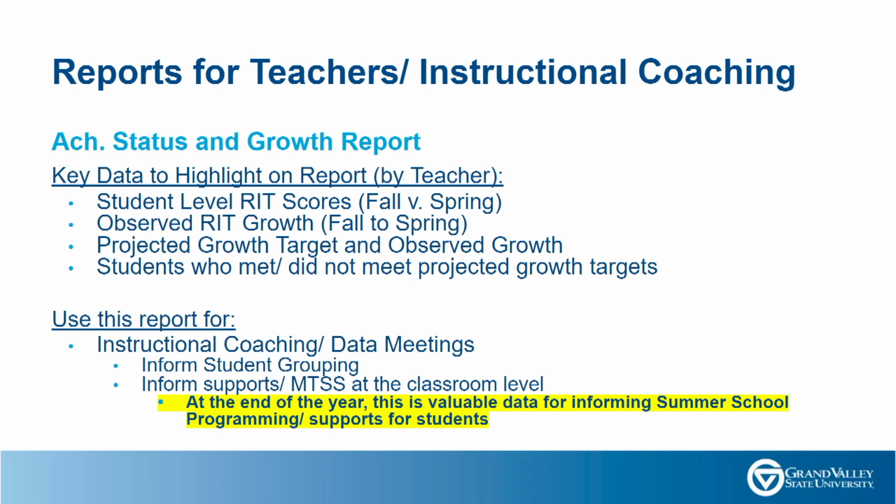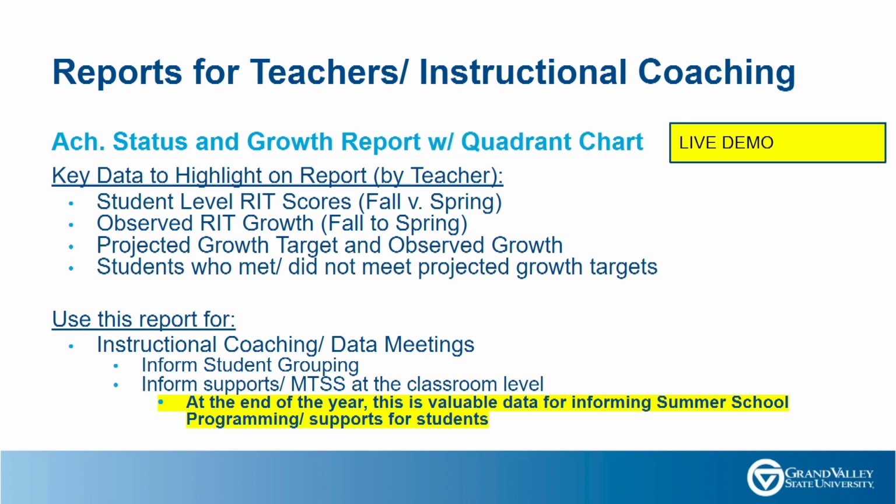Lastly, at the teacher level, we're going to take a look at the achievement status and growth report, comparing fall versus spring. Again, looking at what was their achievement versus their growth. And again, this report could help us quickly identify those students that we, number one, might need to push and challenge in terms of growth, as well as the students that might need some supplemental supports. And this is particularly helpful when we look at the quadrant chart associated with that. So we're going to go to a little bit of a live demo of this report right now.